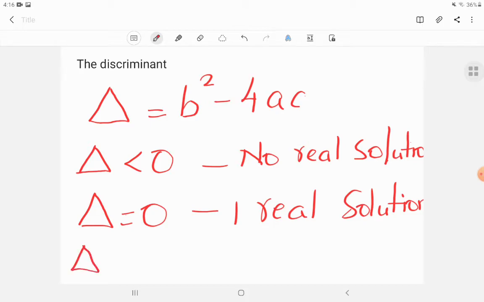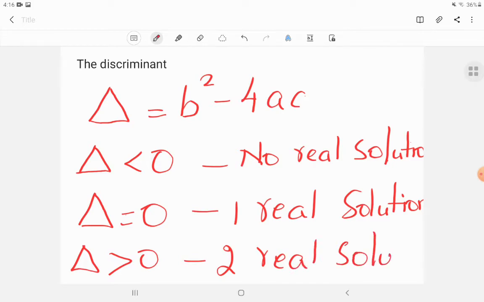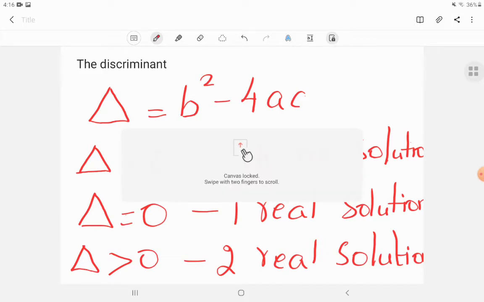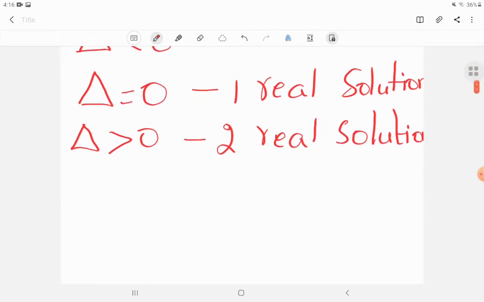If delta is greater than 0, that means the discriminant can be evaluated and its square root added and subtracted in the quadratic formula. Therefore it produces two real solutions. When you sketch the graph, the graph will intersect the x-axis at 2 points, so you will get 2 x-intercepts. Mainly the discriminant is used to find the number and nature of solutions. Now let's look at an example.